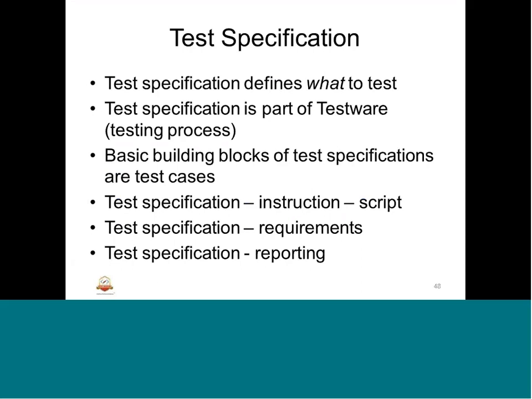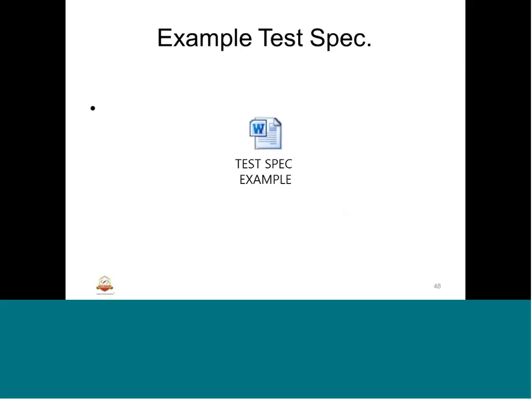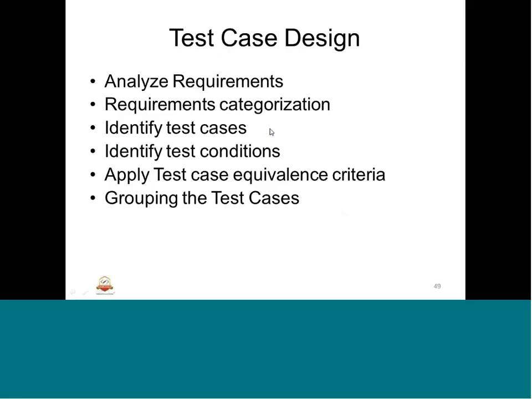Okay, so what is test specification? Test specification defines what to test. It is part of the testing elements or process. The basic building blocks of test specifications are test cases. Test specification will have instructions on how to use it, it will have requirements highlighted, and it will result in a report of how much is covered, etc. So today we'll go through an example of test specification.